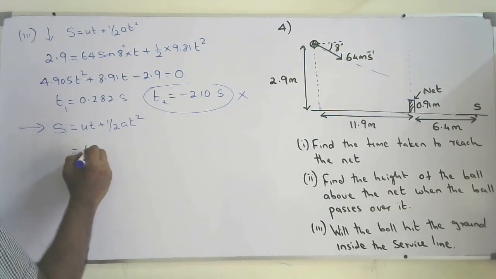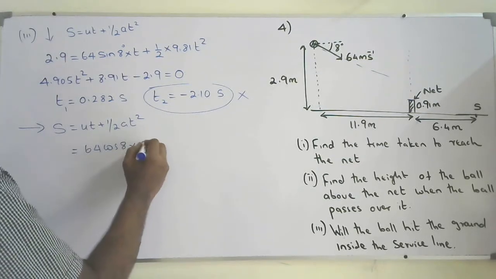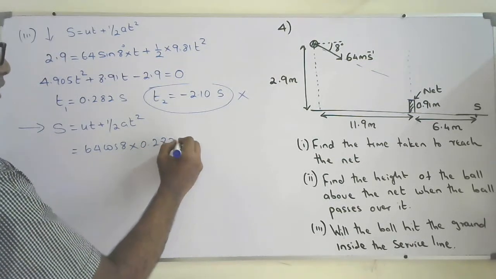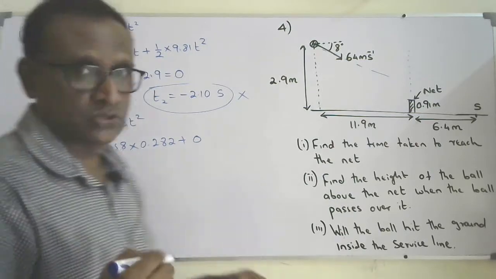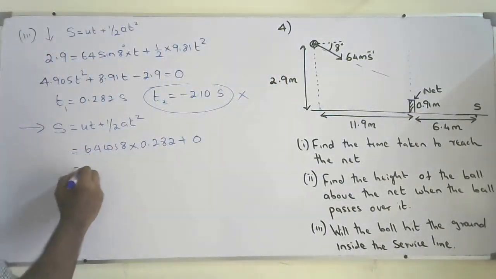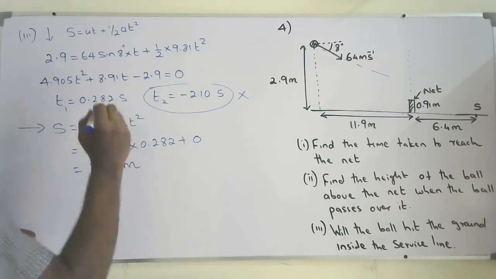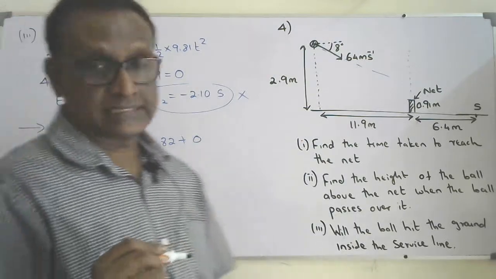So that will be 64 cos 8 into the time, 0.282, plus no acceleration because we take no drag force. So the horizontal range will be 17.87, or 17.9 meters from the initial position.